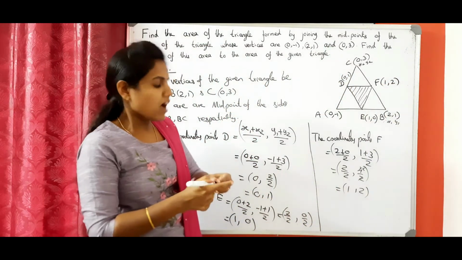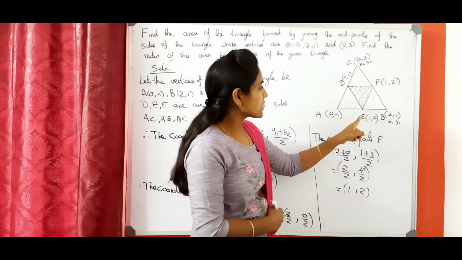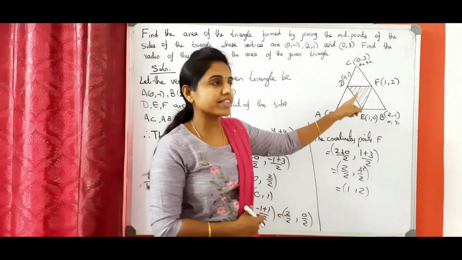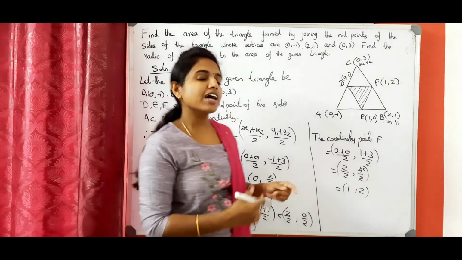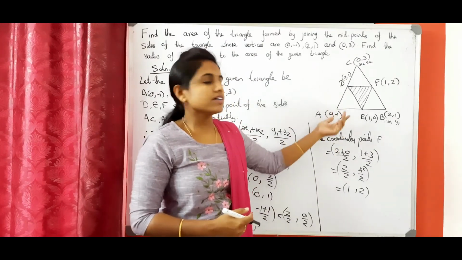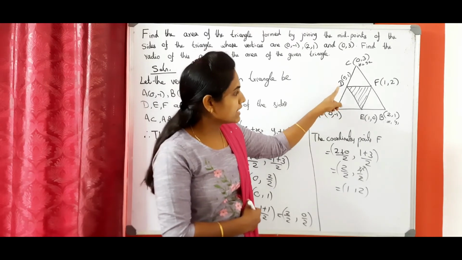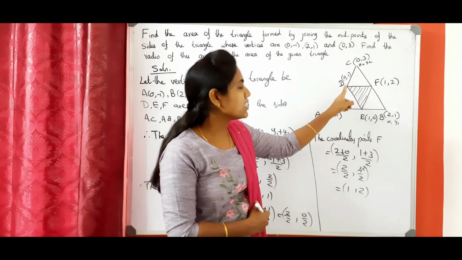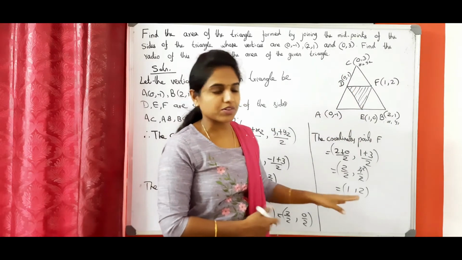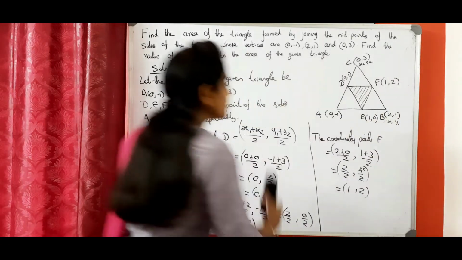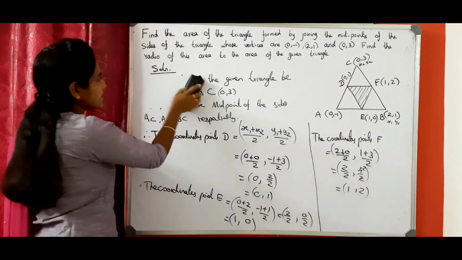Now we know all three points D, E, F. Then we can easily find the area of the triangle. How? Using the area of a triangle formula, we can easily find the area of triangle DEF, because we know the three points. So next step, we have to find the area of the triangle.